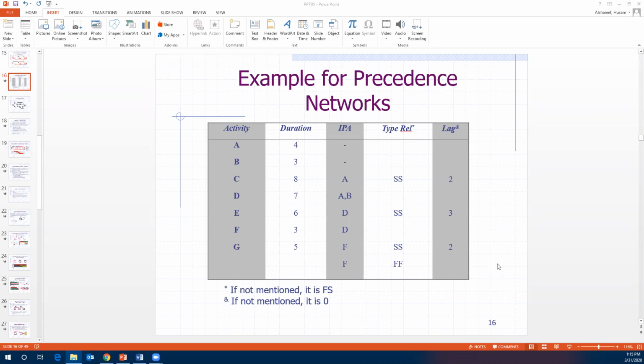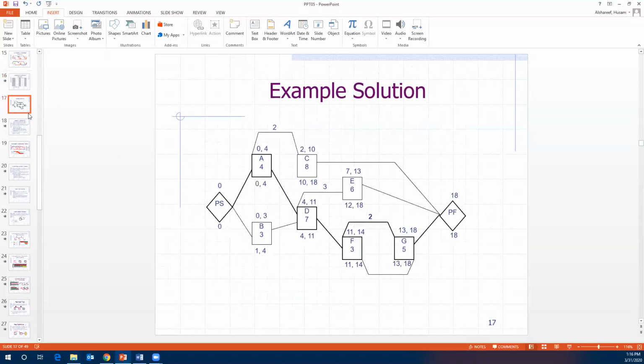So with that, let's look at this chart, or this table. We have activities from A to G with their duration, and then their preceding activities. But this time we have type of relationship, which is start to start, and finish to finish. And then they have their own lags. So to formulate a schedule according to this table with the condition imposed, how are we going to tackle this? The next slide here will show that.